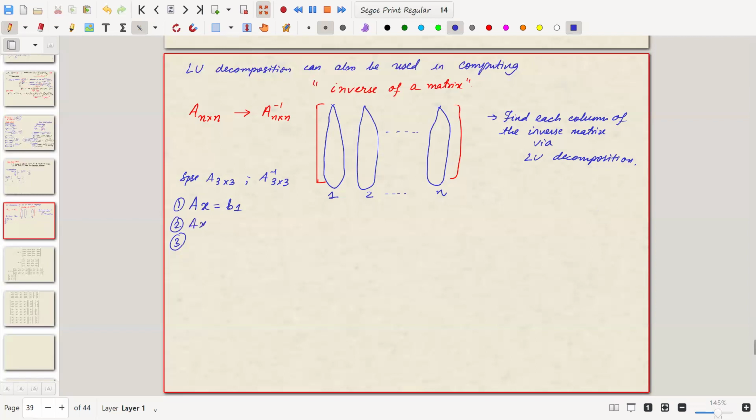And solving this, Ax equal to B1, Ax equal to B2, Ax equal to B3, you see the right hand side vectors are different, and these right hand side vectors are something new. And what are these right hand side vectors? These right hand side vectors will be unit vectors. Unit vectors in the sense this will be 1, 0, 0. This will be 0, 1, 0. This will be 0, 0, 1.